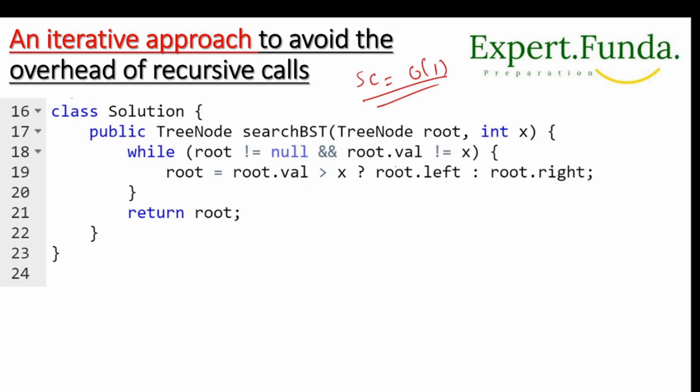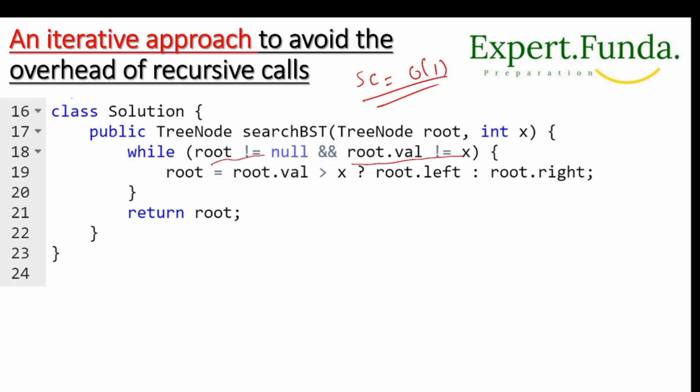So let's see how we are going to do that. Here we are not calling any recursion, this is the iterative approach. We'll make a while loop condition: if root is not null, this is your base case. And if the root value does not match the search value, then in this case, what we will do here, I'm talking about here.